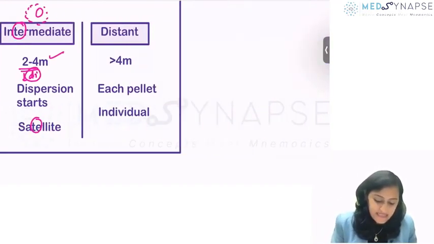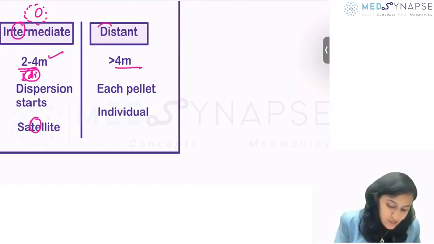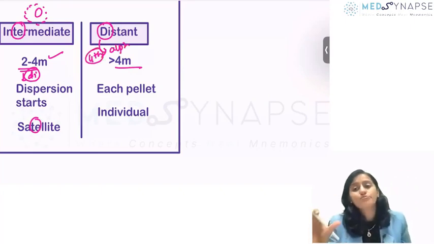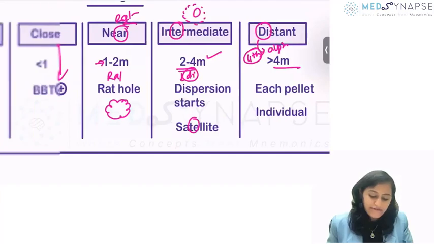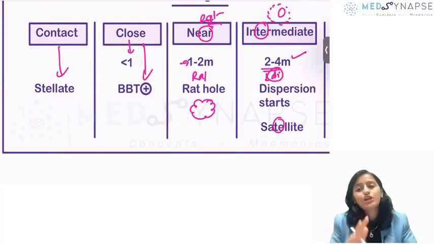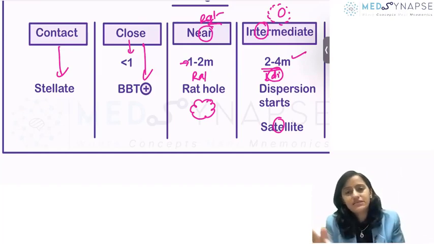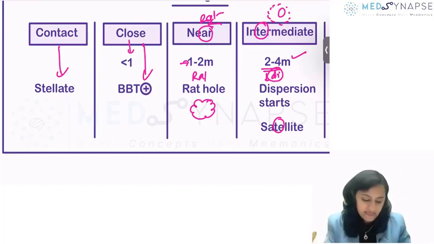That is a distant shot. So for the shotgun, remember the distant shot, D is the 4th alphabet. So it is more than 4 meters. More than 4 is distant. Less than 1 is close. Close is less than 1. Distant is more than 4. In between is your mid-range, which has near and intermediate. Near is rat hole, intermediate is satellite.